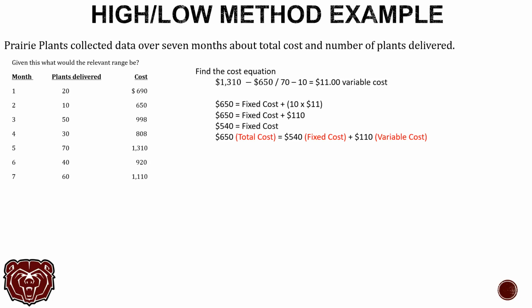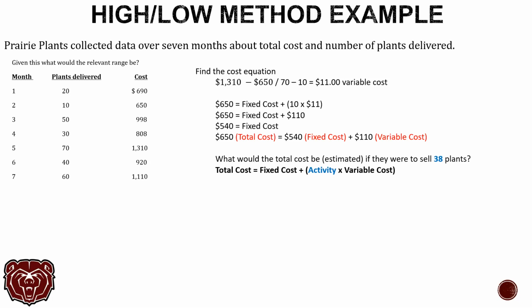So now we can go ahead and use those fixed and variable costs to determine costs at future activity levels. So what would the total cost be if they were to sell 38 plants? Well, we know that total cost equals our fixed cost plus our activity times our variable cost. Let's fill in what we know. So our total cost in this instance is going to equal $540, because we know that's our fixed cost, plus the level of activity times our variable cost per unit. So we know that our total cost is now $958 if we were to produce or sell 38 plants.